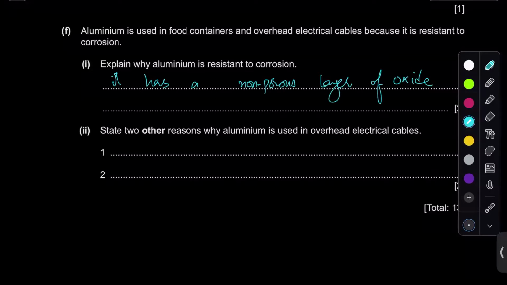So we can say it has a non-porous layer of oxide, and then give the reason why that will not lead to corrosion. We can say that it stops, which is a barrier against oxygen. You can also use the idea that corrosion doesn't happen only with oxygen, it may also be required with acid or water. So this will stop all of those.